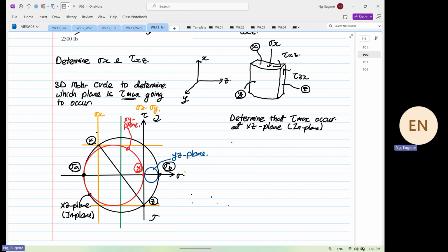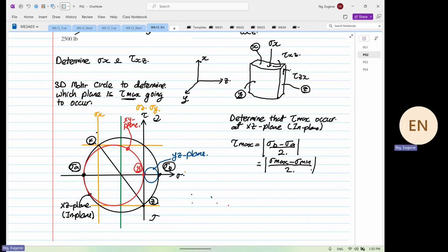Mean tau max will be equal to what? Stress B minus stress A, okay. And then we are going to divide by 2. So if I'm going to write this statement again, this will be equal to what? Stress max minus stress mean divided by what? Divided by 2.